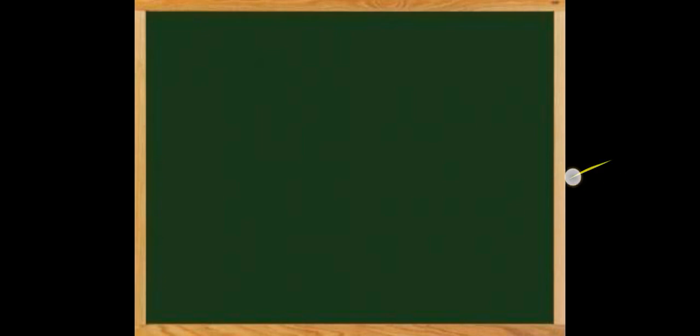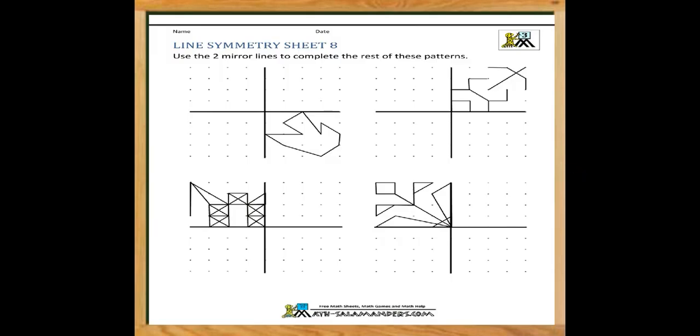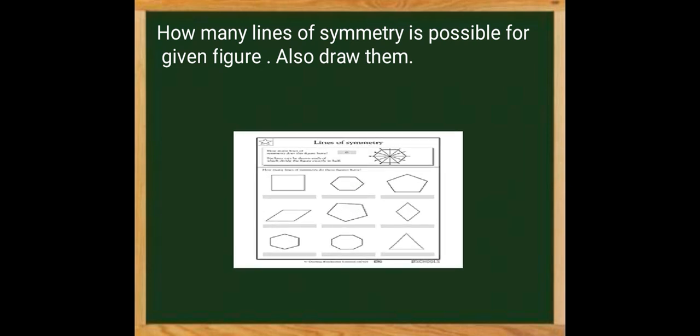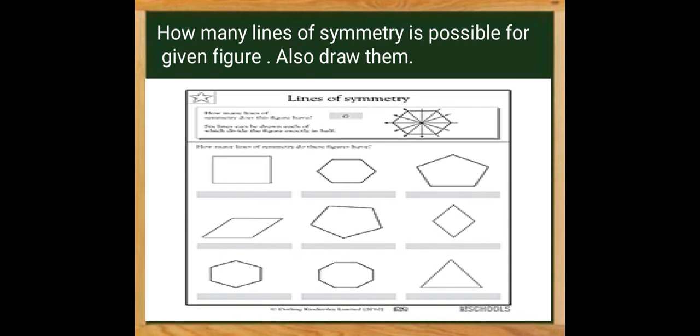That was part 1 and part 2. Now I am taking you to the third last part of this homework worksheet. How many lines of symmetry are possible for the given figure? Also draw them. So these are the figures. You can check out these figures and you are supposed to draw lines of symmetry, and not only draw but you even have to tell in the box down here. You need to write how many lines of symmetry there are for that particular figure. So draw and then we'll discuss once we meet back.